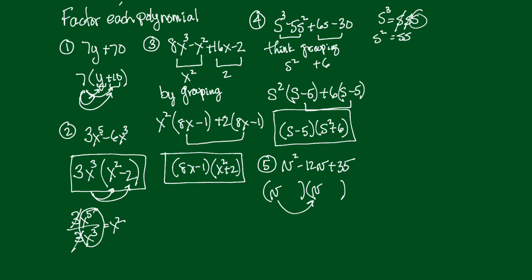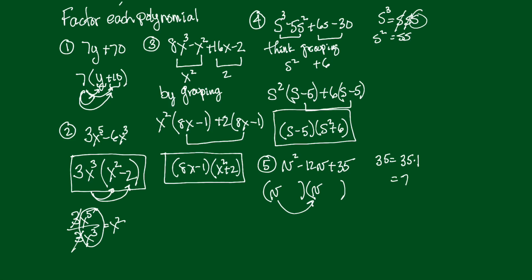Well, let's see. What I'm looking for are 2 numbers that when I multiply them together, I get 35. But when I add them together, I get 12. Now, you might think this, 35. How can you get a 35 if you multiply 2 numbers together? 35 times 1, but you add those, you don't get 12.